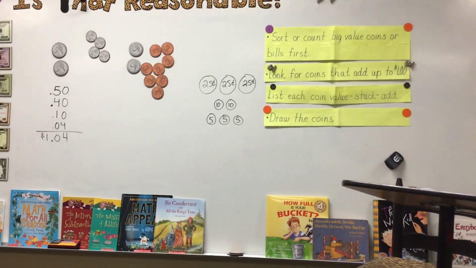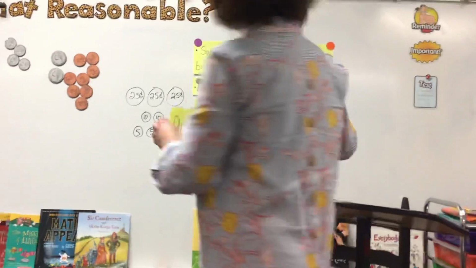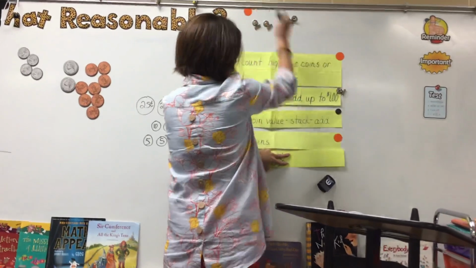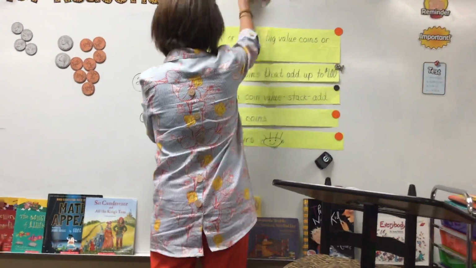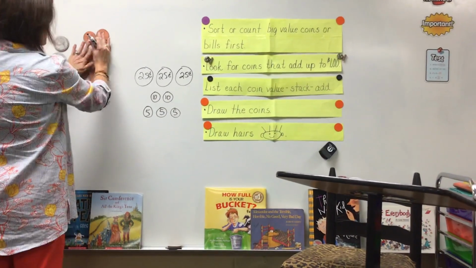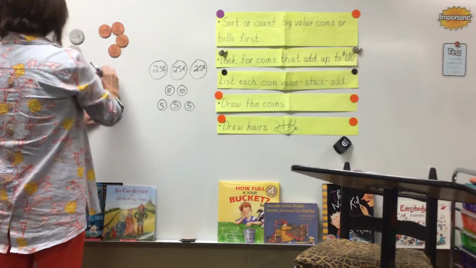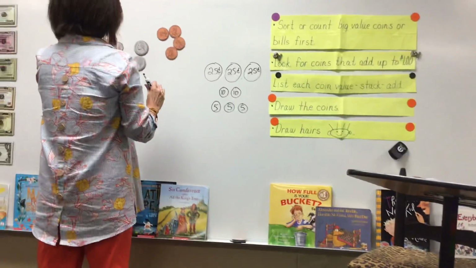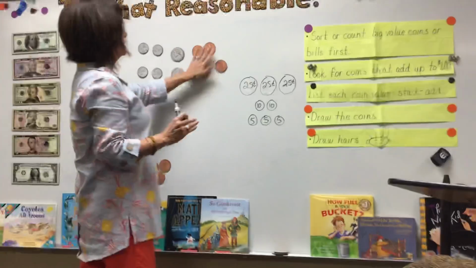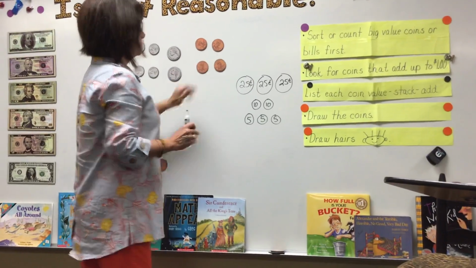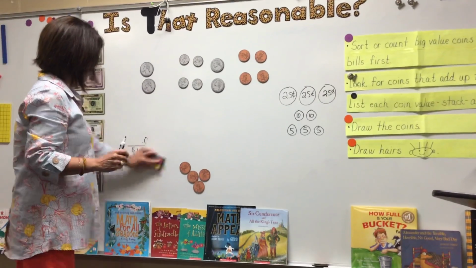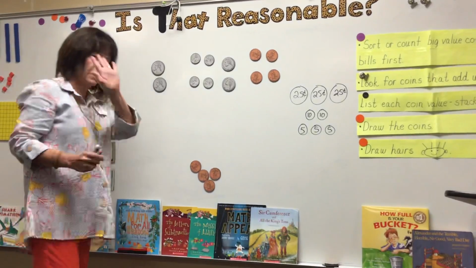Then there's one last strategy that I'm not supposed to show you guys. But if you are really having trouble counting coins, this is another strategy that you can use. Let's go back to the one I have here. I tell my kids they could draw hairs. What? Draw hairs? All right, well, if we draw hairs on these coins, we have to know that every hair we draw is worth 5 cents.